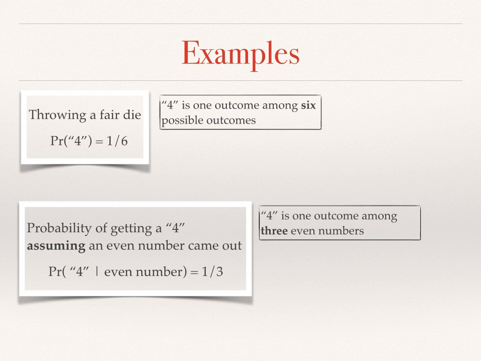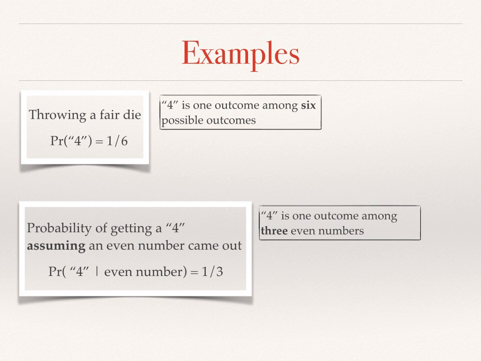The other example, which was an example of a conditional probability, was the probability of getting a 4 assuming that you got an even number. Since there are a total of 3 even numbers that you could get when you throw a fair die, namely 2, 4 and 6, the probability of getting a 4, assuming that you got an even number, is 1 divided by 3. And so that's an example of a conditional probability.